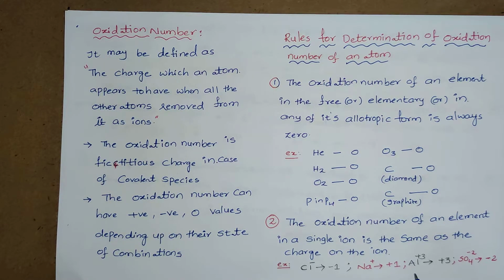Aluminium Al 3+ ion is given. The +3 charge is present on the aluminium. That's why the oxidation state of aluminium is +3. Sulfate ion: the charge on the whole sulfate ion is -2, so its oxidation state is equal to -2. That means, in the case of ions, whatever charge is present on that ion is treated as its oxidation state.